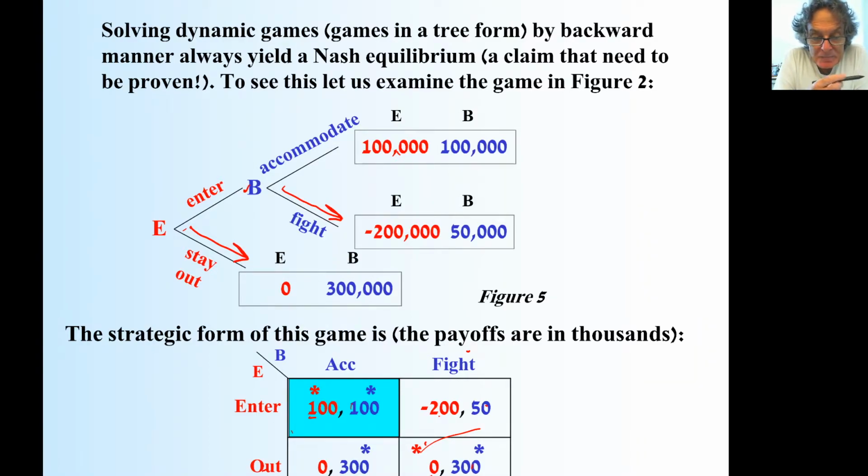But this is a non-credible threat, because once E enters, why should B fight? She's going to make 50,000 and not 100,000. So E should not believe the threat of B, because this is a non-credible threat. B is not going to commit suicide.